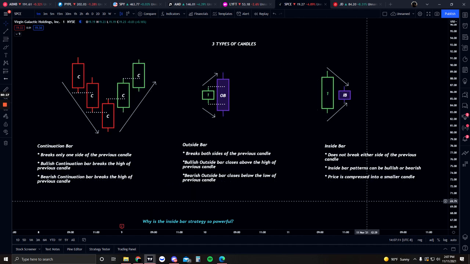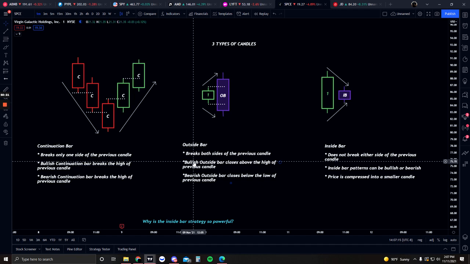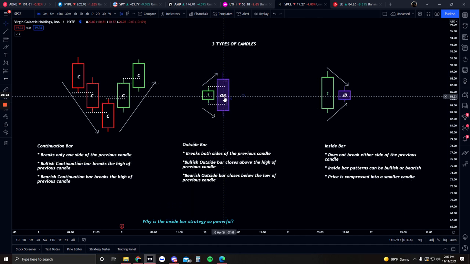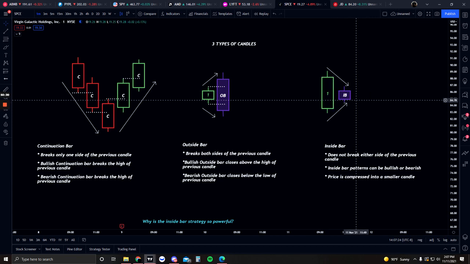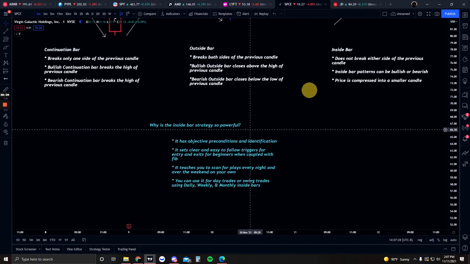So now you know how to identify an inside bar. We're not going to talk too much about outside bars for now, because I don't really trade outside bars. They're just an indicator of big movement. But what we're going to do is just focus on the inside bars. Cool. And then what else did I have here?